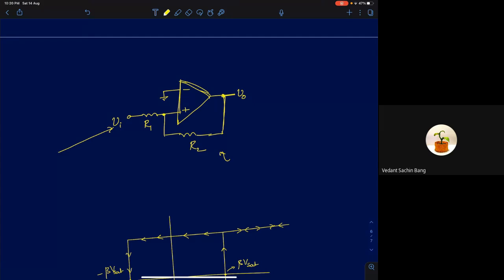So let's start. Now I'm applying a positive input. If your input is positive, it is directly connected to the plus terminal, so I can expect V naught to be plus Vsat. I'm just giving you a very high positive value, so output is at plus Vsat. Now V minus is at 0, V minus is always at 0. Your V plus will be a superposition of two voltages, one Vi, the other V naught.